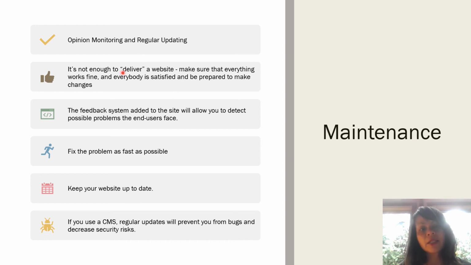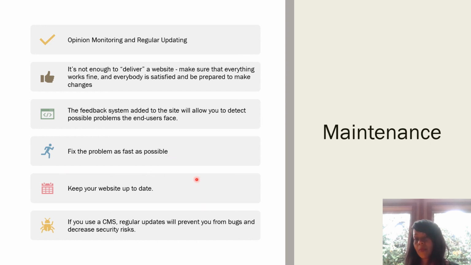It's not enough to just deliver a website. Make sure that everything works fine, that everyone is satisfied, and be prepared to make changes. The feedback system added to the site should allow you to detect possible problems that the end users face. Sometimes you create it a certain way and you think it's amazing or perfect, but when other users or visitors use it, they might find it problematic because they don't think the same way you do. So you have to find out what problems they're facing, and then fix them as fast as possible.